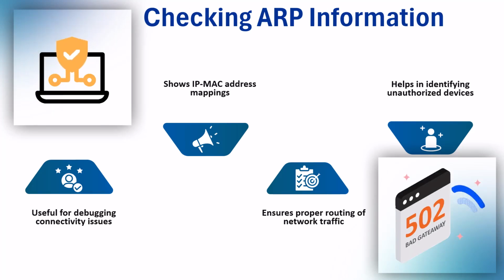ARP, the secret handshake between IP and MAC addresses. This command lets you peek behind the curtain to see who's talking to whom in your network. It's great for catching sneaky, unauthorized devices and debugging network problems. Think of it as the guest list for your exclusive network party.